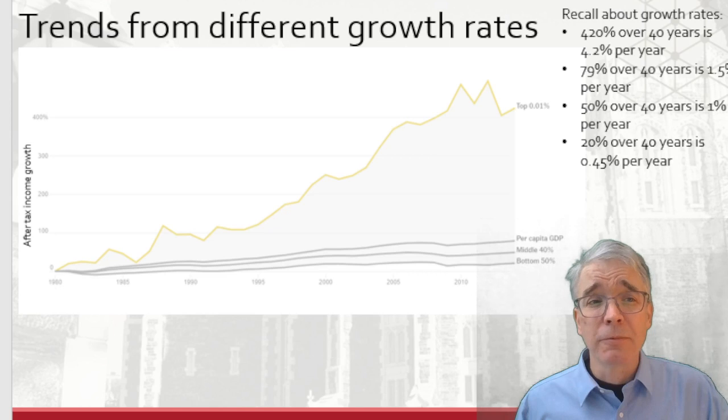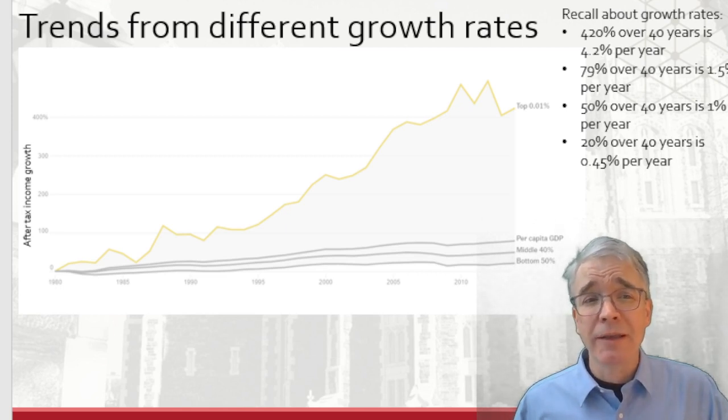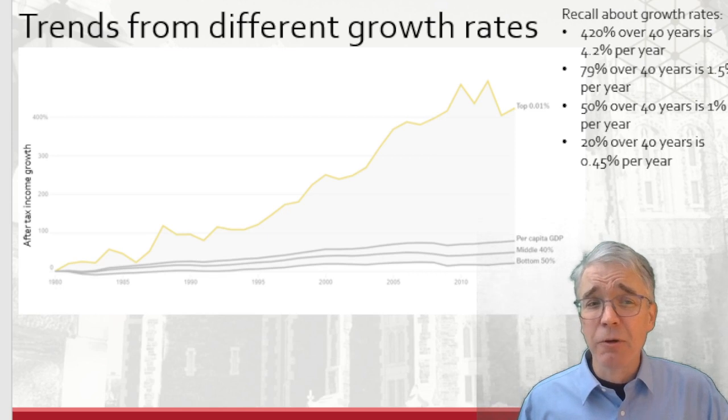The next group grew 79% over 40 years. That's 1.5% per year. The next group increased 50% over the long period. That's 1% a year. Lowest group grew just 20% over 40 years. That's under 0.5% per year. As we've been seeing throughout this class, what sound like relatively small differences in steady growth rates can end up really big after 40 years.